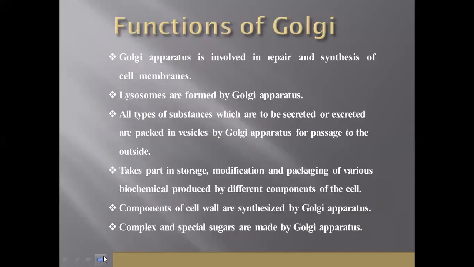Moving ahead, the function of Golgi apparatus. Golgi apparatus is involved in repair and synthesis of cell membrane. Lysosomes are formed by Golgi apparatus. All types of substances which are to be secreted or excreted are packed in vesicles of Golgi apparatus. So thus, my dear students, the main function of Golgi apparatus is storage, modification, and packaging of the substances, right?